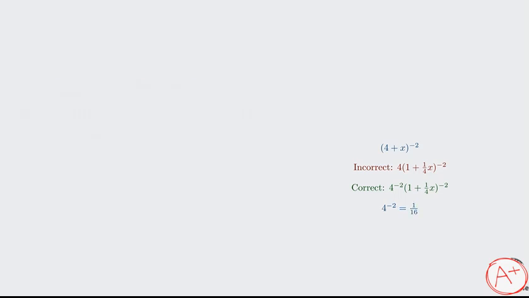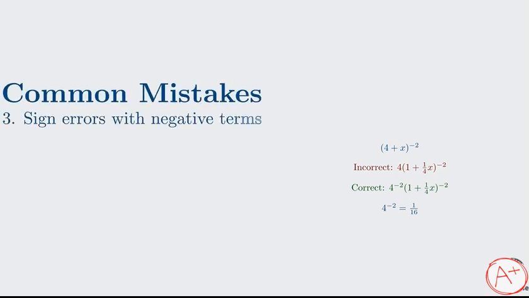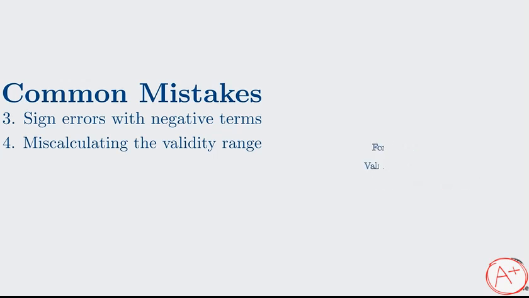When the variable term is negative, such as 1 - 2x, students often forget to include the negative sign inside the powers. Always use brackets. Squaring a negative term must result in a positive term. Students often find the validity for the original expression rather than the rearranged one. Always use the term that is paired with the 1 inside the bracket for your modulus inequality.